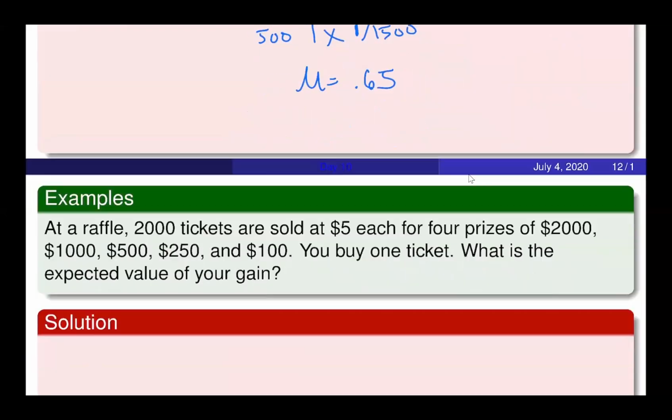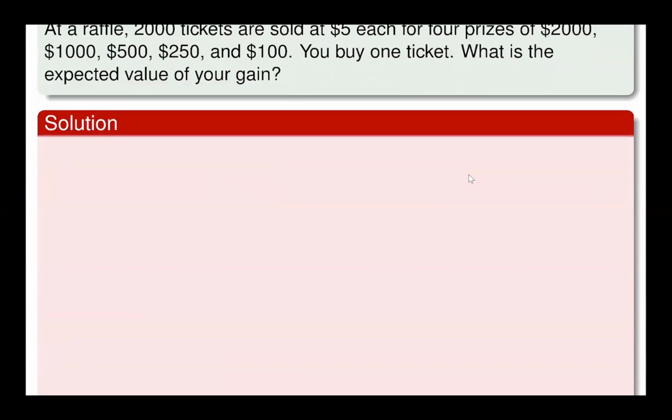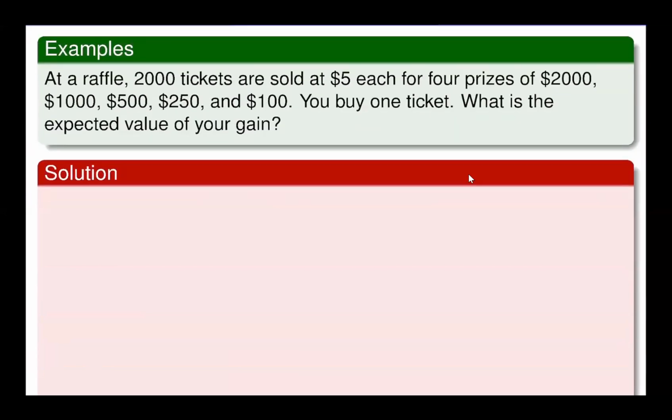All right. So let's do one more, and then that's it for today's lecture. This one said, at a raffle of 2,000 tickets at $5 each, there are prizes of $2,000, $1,000, $500, $250, and $100. Let me count: 1, 2, 3, 4, 5. So that should say 5 prizes, not 4. So let's say you buy 1 ticket. What is the expected value of your game?